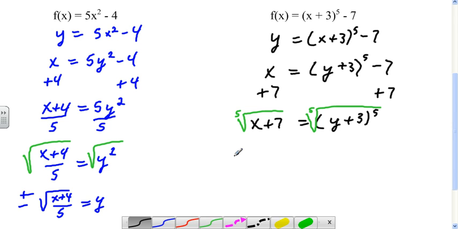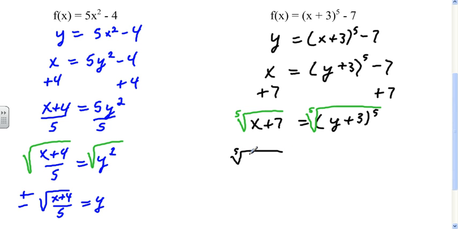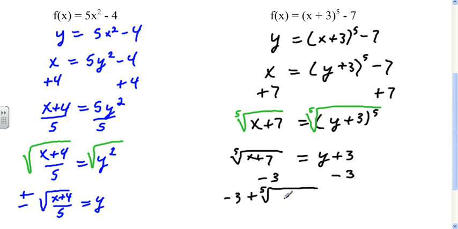So we have the 5th root of x plus 7 equals y plus 3. And then to finish this, we will subtract 3 from both sides. Now when I do this, I'm going to put the minus 3 first so that I don't mistake the minus 3 for being underneath the radical sign. So we get negative 3 plus the 5th root of x plus 7 equals y, or we could say that this is the inverse, so I could use inverse notation, f inverse of x. And there we have just shown you how to find the inverses of algebraic functions.